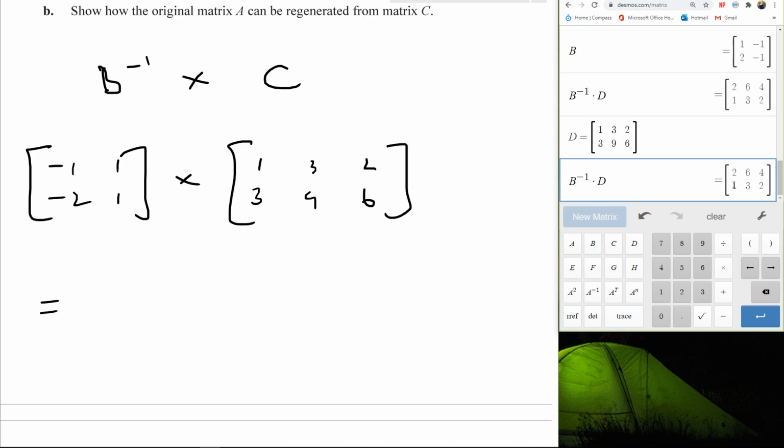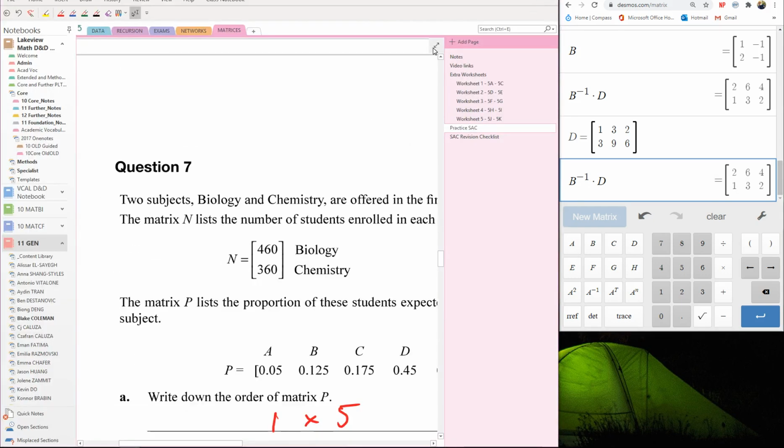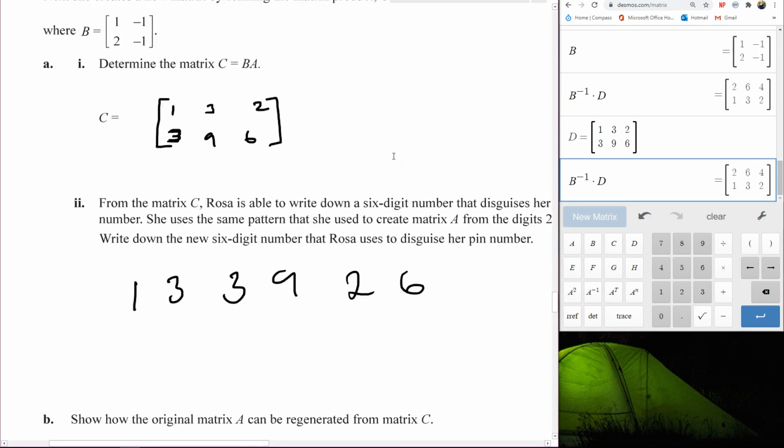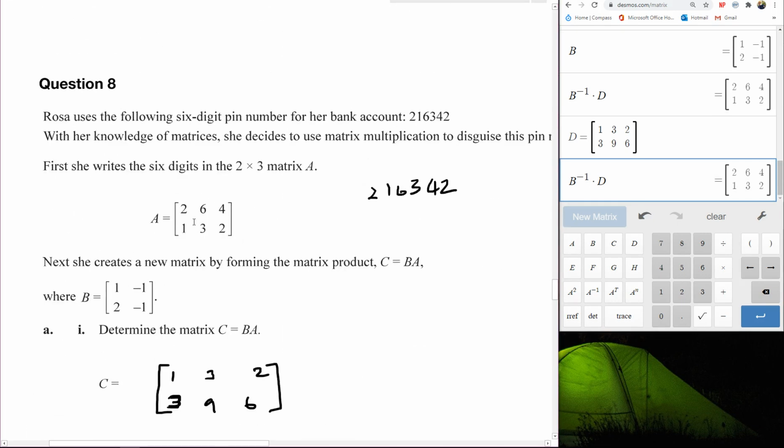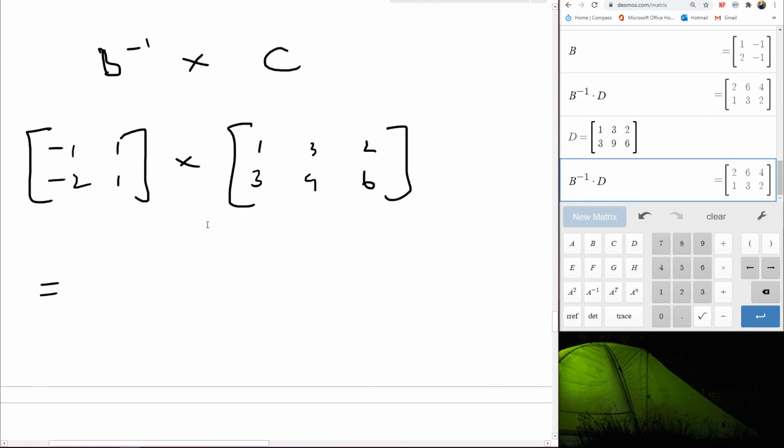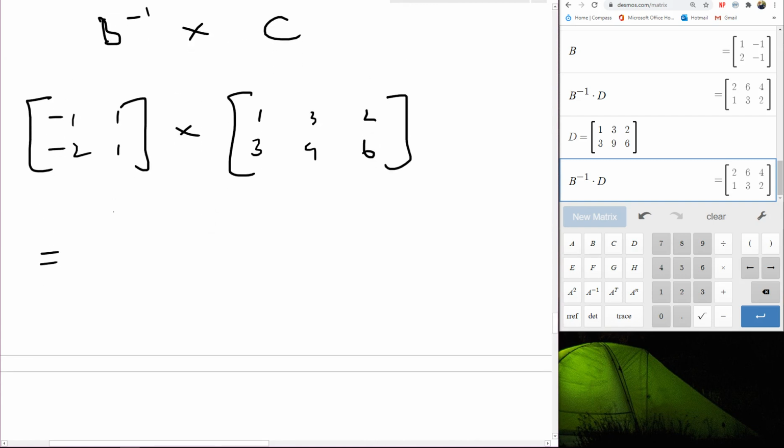If we've done this correctly and you multiply them right, it should bring us back to the original matrix, 216342, because we are now decoding that matrix. And we got that right. 216342, that's correct.